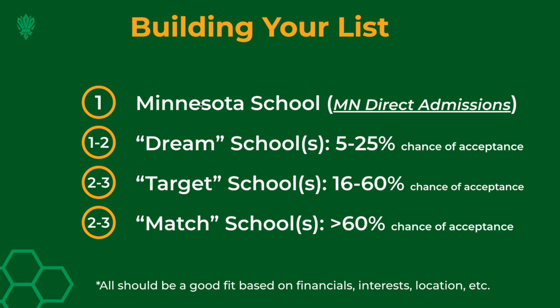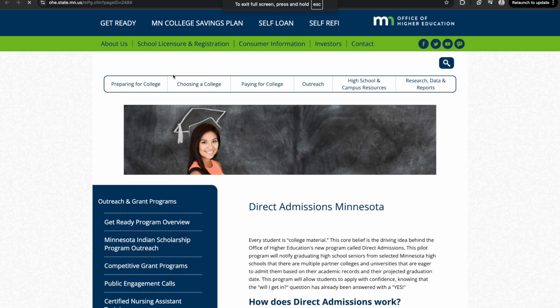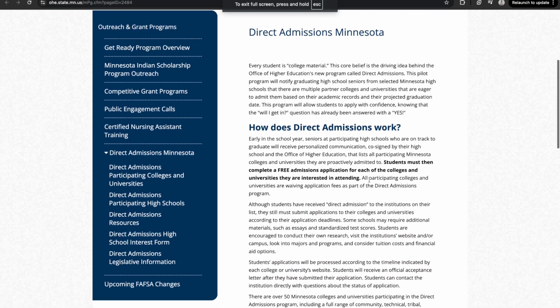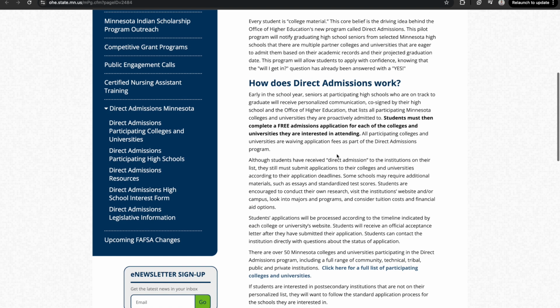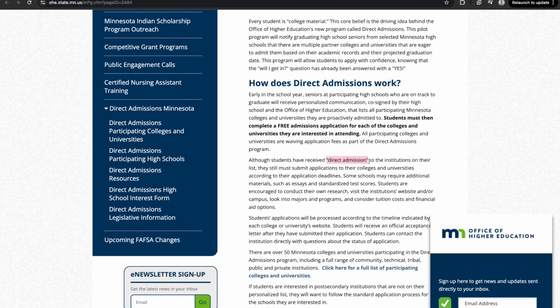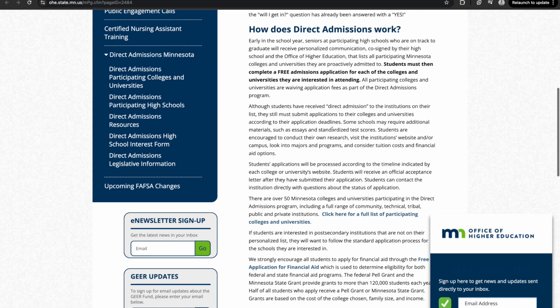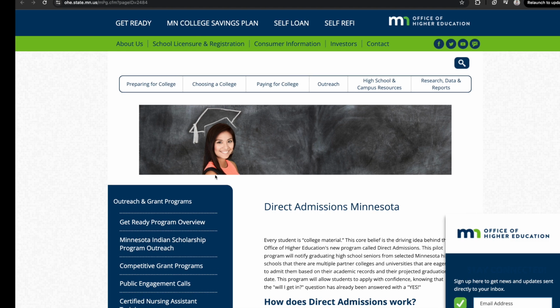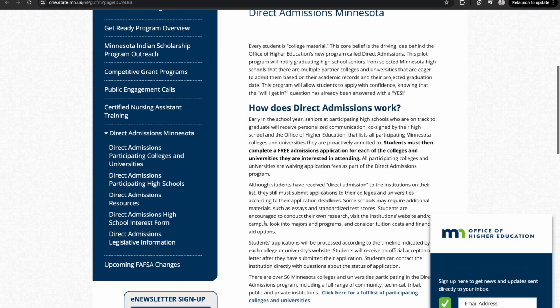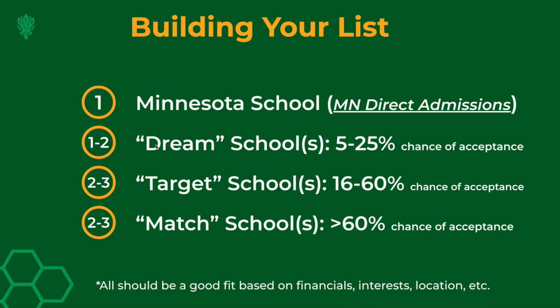So it's always beneficial to have one Minnesota school, and we like to recommend a Minnesota Direct Admission School, perhaps. This is a program you will learn more about next year. But in Minnesota, there are several universities and colleges that partner with high schools that allow students to have essentially direct admission into the institutions based on a tiered system based on GPA. So again, you'll learn about this more next year, but it can be a really great opportunity to make college accessible for you.